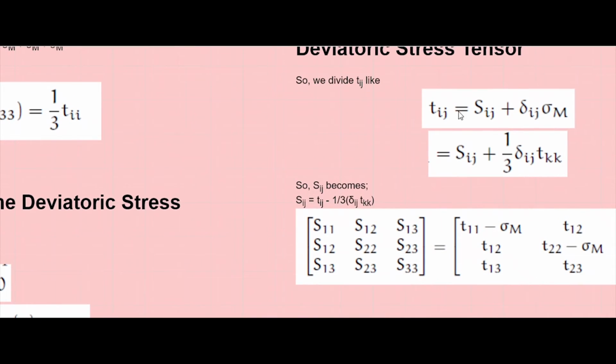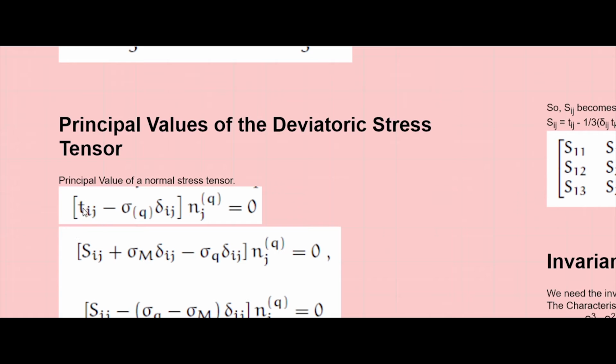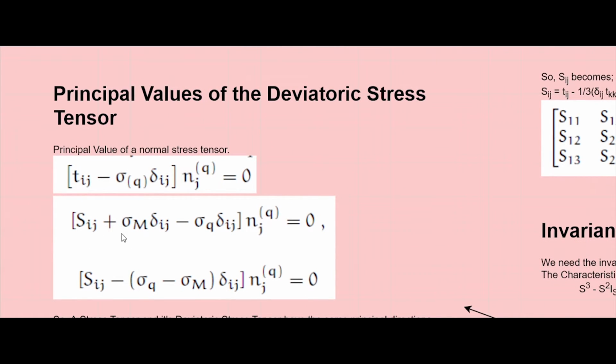Let's replace Tij from this relation into this. Take delta ij common and see what we have. We have nq, we have a minus sign over here, we have a delta ij. We have Sij, which represents the deviatoric stress tensor, and Tij, which represents the actual stress tensor.